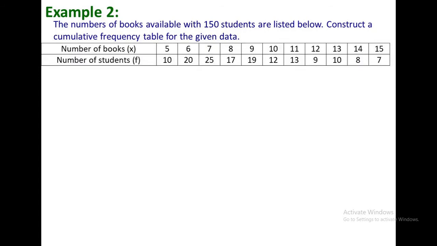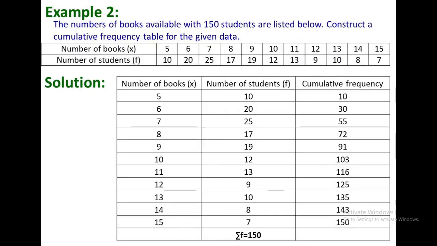First of all, we will make a 3-column table. In the first column, we will write the number of books or the value of x. In the second column, we will write the number of students or the frequency. In the third column, we will write cumulative frequency. In the first box, we will write the first frequency. In the second box, we will add this 10 with the second frequency, that is 20. 10 plus 20 will give 30. In the same manner, we can find out the cumulative frequency for all the variables.